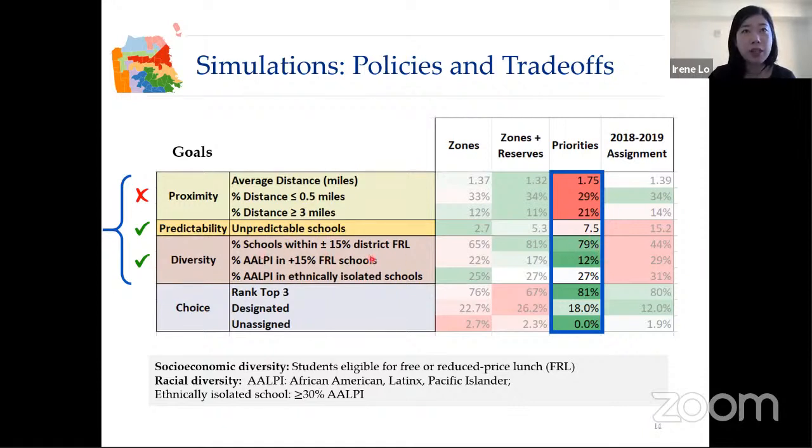And if we look at concentration of historically underrepresented minorities at these high socioeconomic need schools, we can also see there the percentage goes down from 29% to 12%.